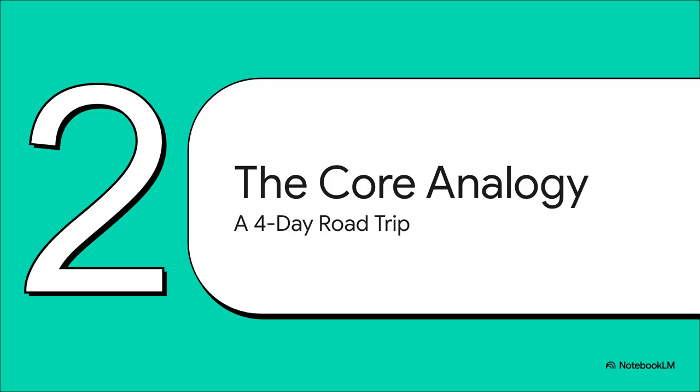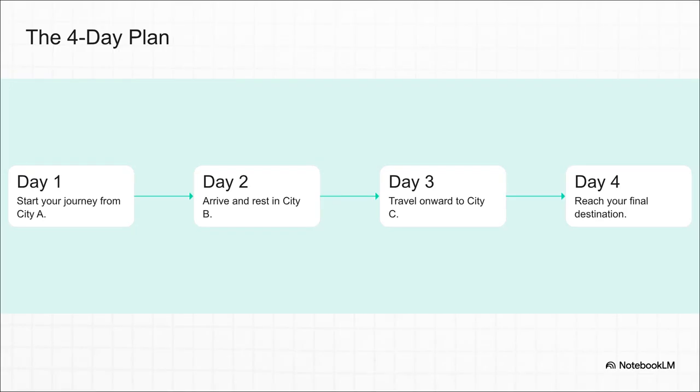To make this all feel really intuitive, let's use a simple real-world analogy. I want you to imagine you're planning a 4-day road trip. Your plan looks pretty straightforward. On day 1, you drive from city A to B. Day 2, B to C. Day 3, C to D. And on day 4, you're at your final destination. Believe it or not, this is exactly like an n=4-step look-ahead in reinforcement learning. We're not just looking at the very next turn, but we're also not waiting until the entire trip is over.